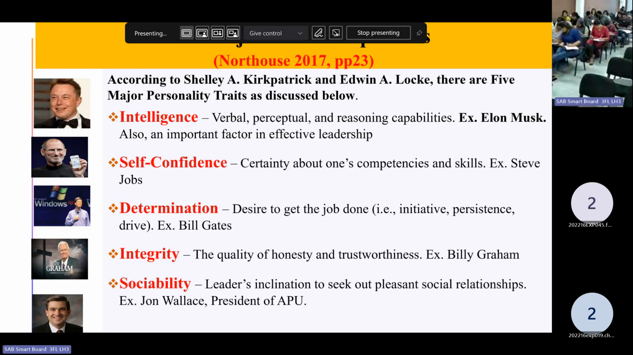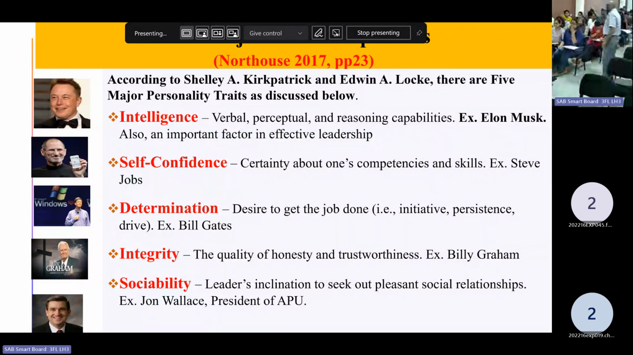So the 5 major leadership traits are these: intelligent. Examples are these. Your exam, your site exam. So intelligent. Who is that person? The Tesla CEO. What is his name? Tesla CEO's name? Yeah, he is the one.